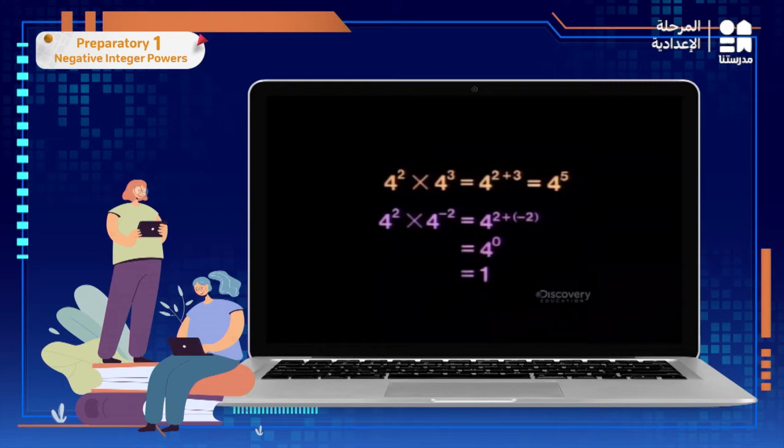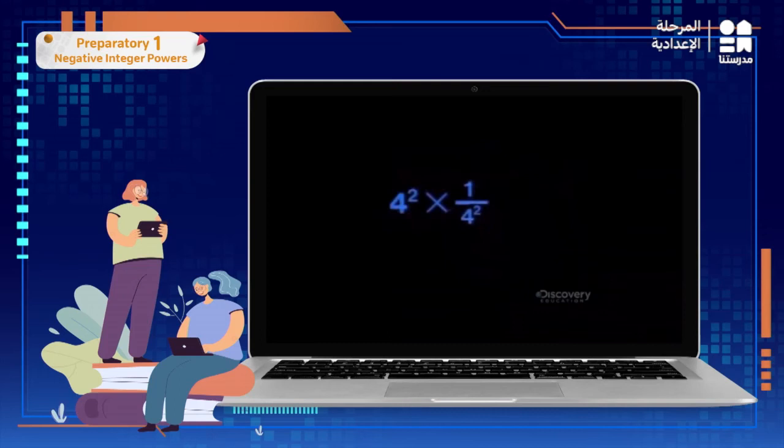Put that in the back of your mind while we turn to something different. This time, let's multiply 4 to the power 2 and 1 over 4 to the power 2. This gives us the expression shown, which of course is 1. We could have canceled and gotten the same result.